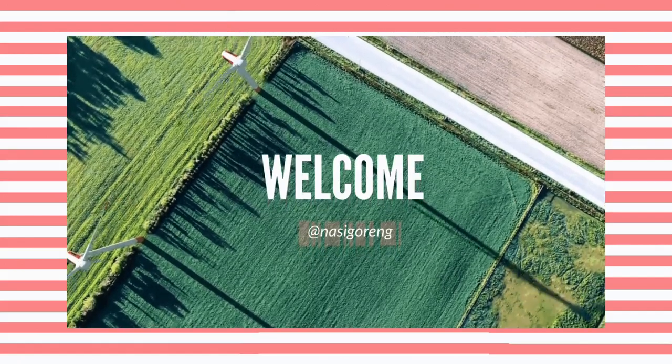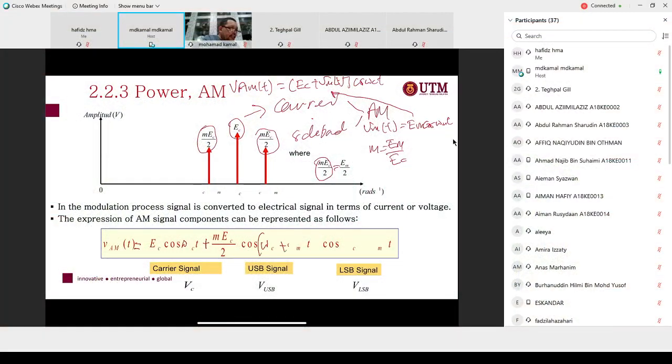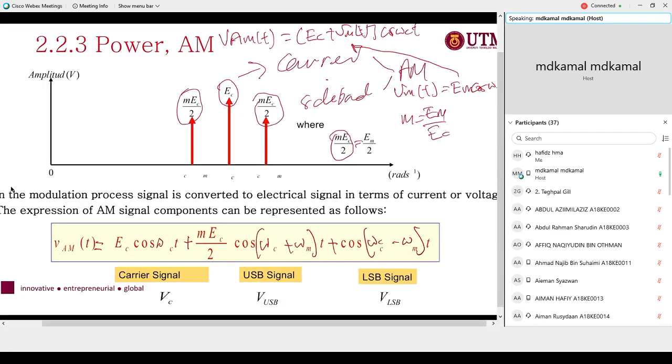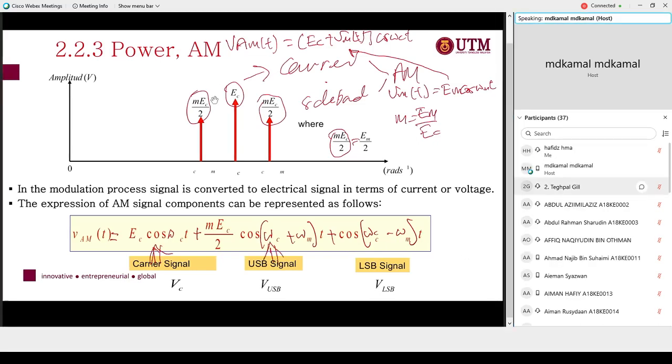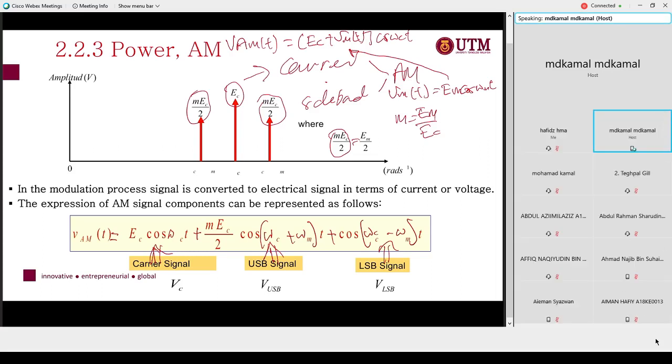Mc cos omega c t plus Mc cos (omega c plus omega m) t plus cos (omega c minus omega m) t. Okay, so this is what you call the AM signal, which is composed of the carrier signal, your upper sideband and lower sideband. So for the AM signal, we have three signals here, where you have Ec cos omega c t. This is your carrier signal.